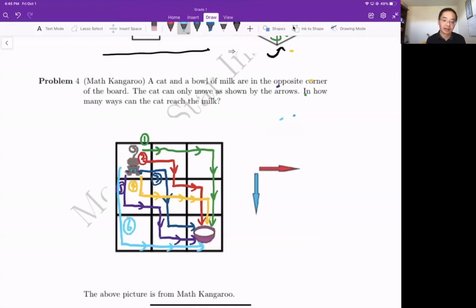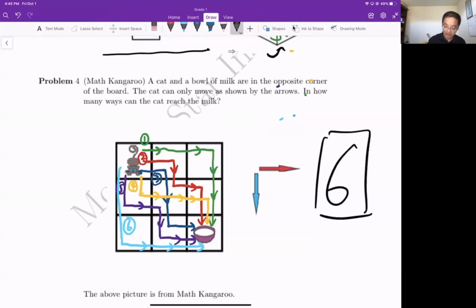So if we combine them together, we can go right, then down, or we can go right, down, right, down, right. All those kinds of combinations. So that's all we can find according to the rule. So in total, the number of ways is 6.